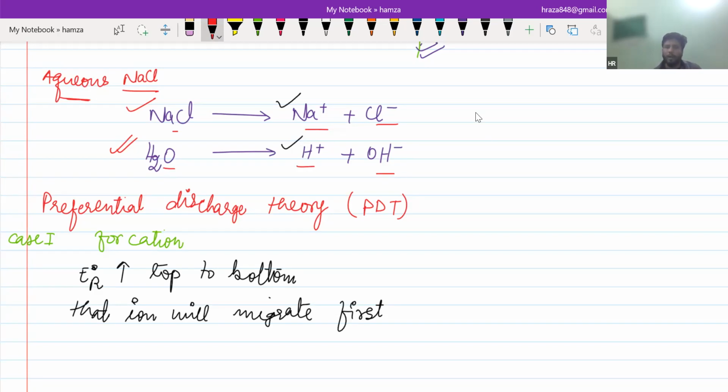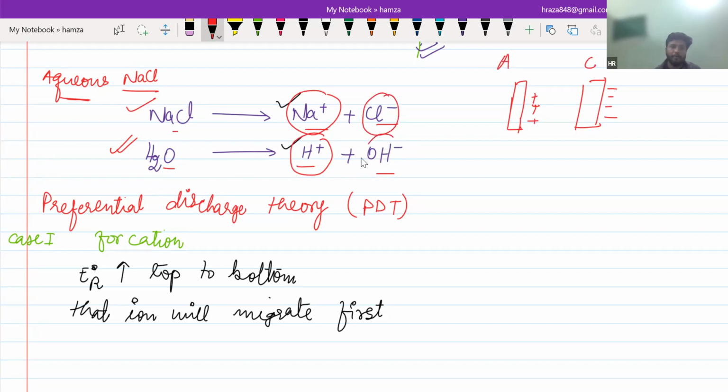Now you have two electrodes. This is the positive electrode and this is the negative electrode. Now the positive ions have two options, of which one will go to cathode, and the negative ions also have two options, of which one will go to anode. So which one will go to cathode and anode? This will be done with the help of preferential discharge theory.